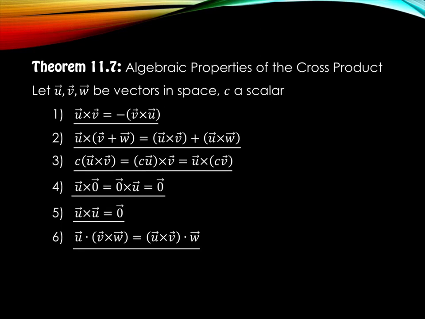Okay, so these are algebraic properties of the cross product. This is theorem 11.7, and theorem 11.8 is actually the geometric properties of the cross product. So we've got more properties after this one.